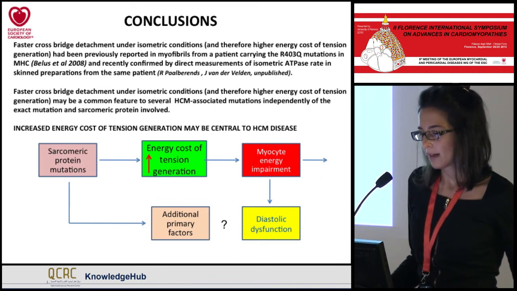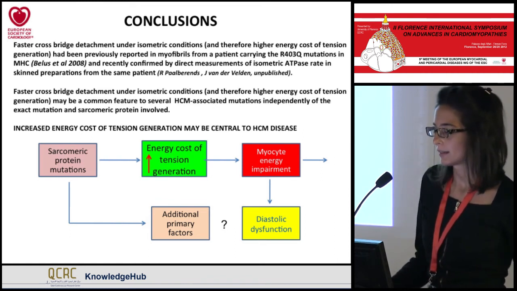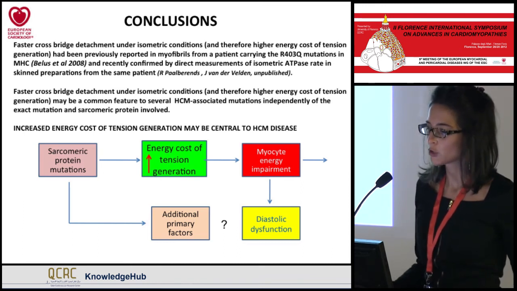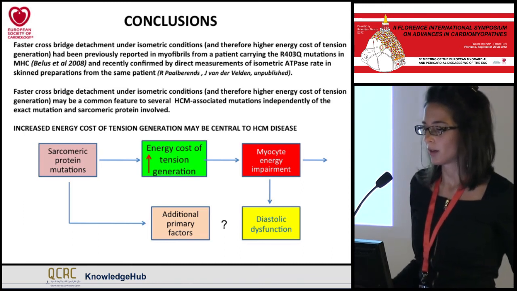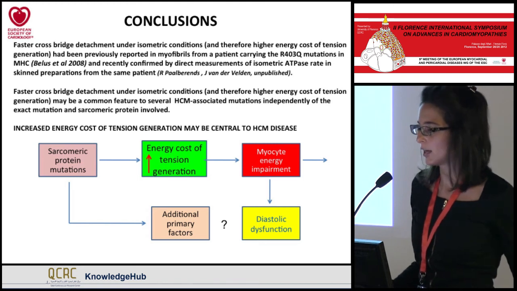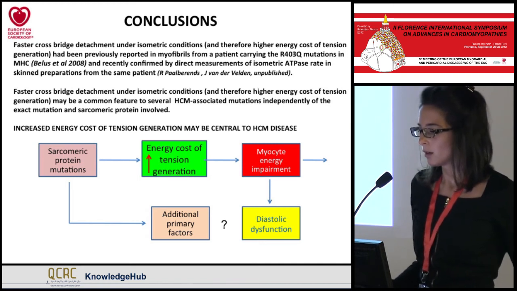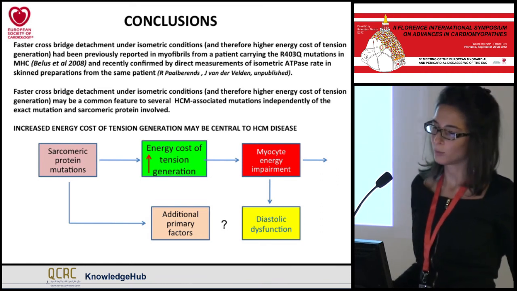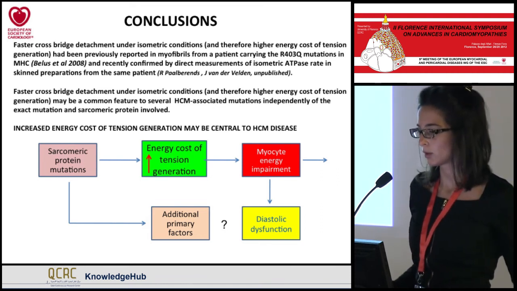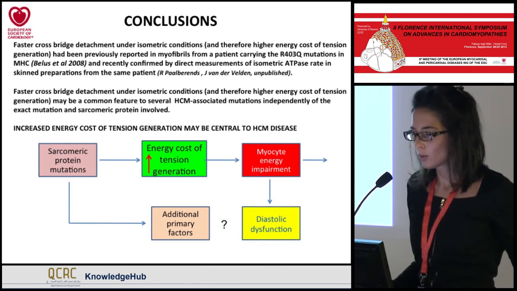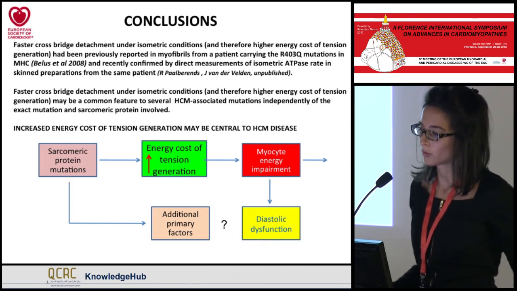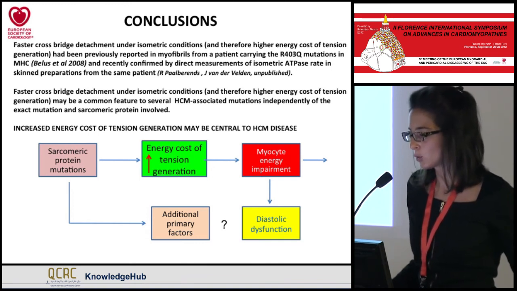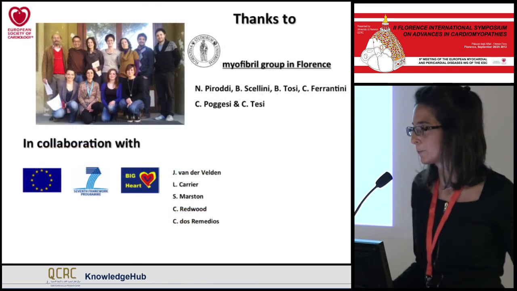So faster cross-bridge detachment under isometric conditions, and so higher energy cost of tension generation, may be a common feature to several HCM-associated mutations, independently of the exact specific mutation and sarcomeric protein involved. So concluding, increased energy cost of tension generation may be a central feature of HCM disease.